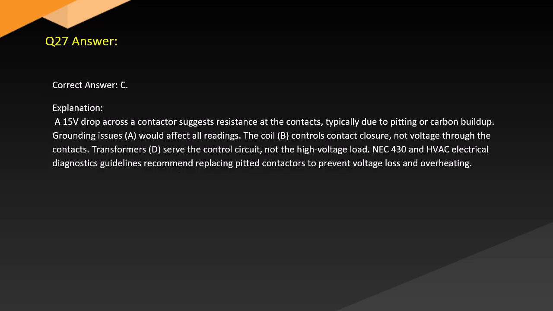Answer. Correct answer: C. Explanation. A 25-volt drop across a contactor suggests resistance at the contacts, typically due to pitting or carbon buildup. Grounding issues (A) would affect all readings. The coil (B) controls contact closure, not voltage through the contacts. Transformers (D) serve the control circuit, not the high voltage load. NEC 430 and HVAC electrical diagnostics guidelines recommend replacing pitted contacts to prevent voltage loss and overheating.